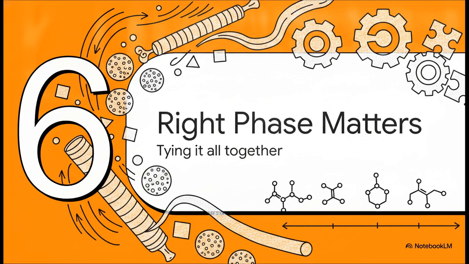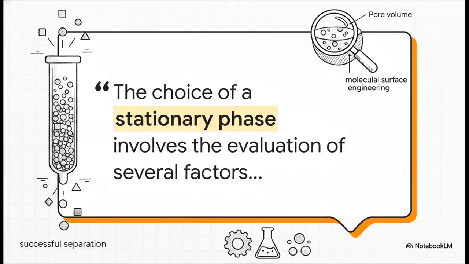Section 6. The right phase matters. Let's tie this all together. To wrap up our journey into the microscopic world, I think our source text says it best. The choice of a stationary phase involves the evaluation of several factors and physicochemical parameters. Pulling off a successful separation isn't just luck. It's a highly deliberate, calculated choice of particle size, pore volume, and incredibly precise molecular surface engineering. The stationary phase really is the invisible engine running the whole show.